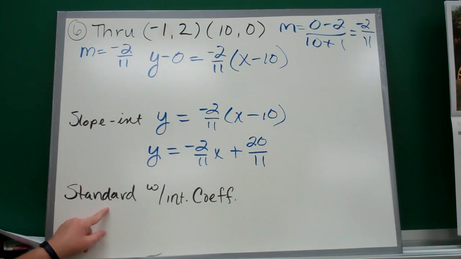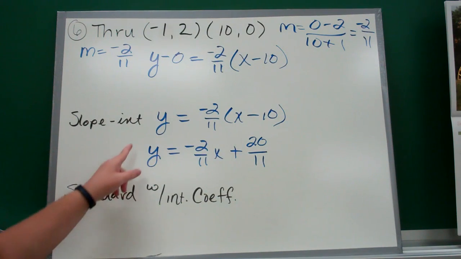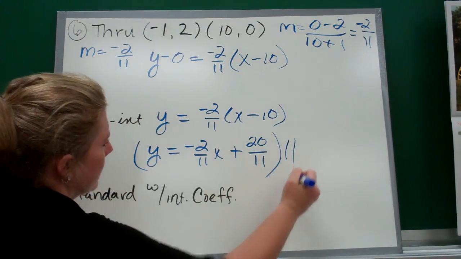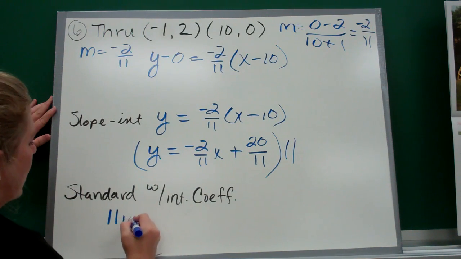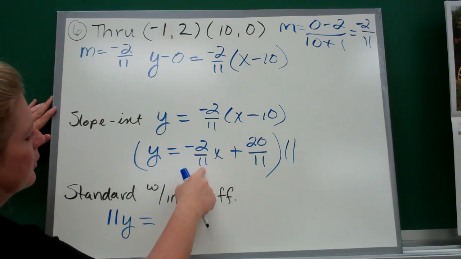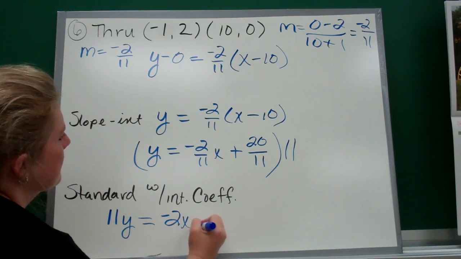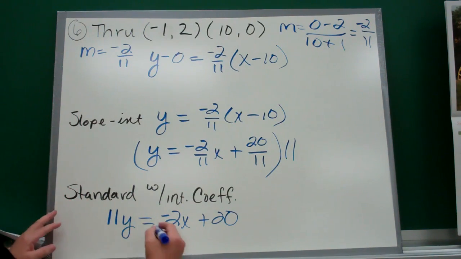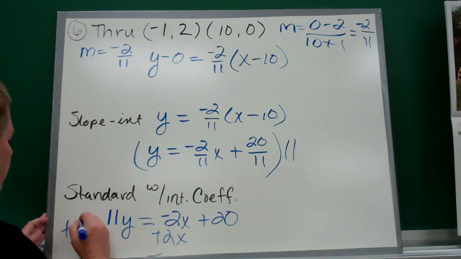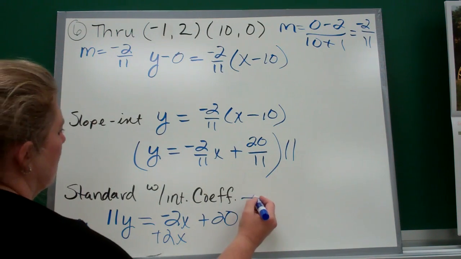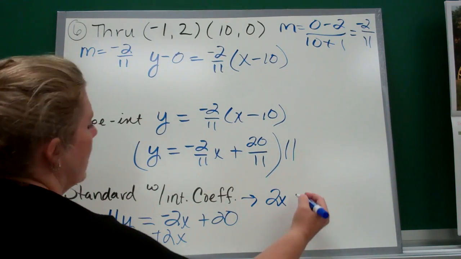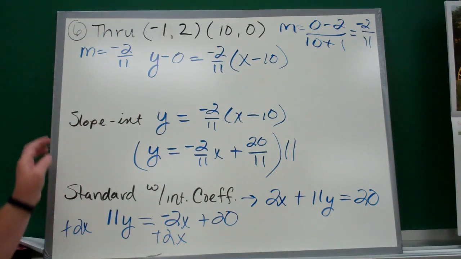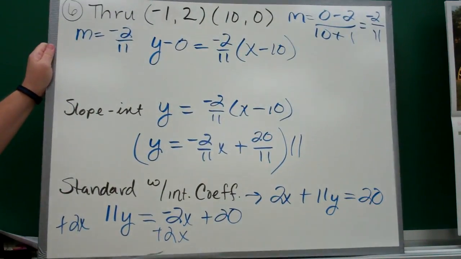Now, standard form with integer coefficients. We'll take this, multiply everything by 11, get rid of that fraction. That's going to give us 11y equals, well, this 11 will cancel with that, so negative 2x. That 11 will cancel with that, plus 20. Add your 2x. And the final answer is 2x plus 11y equals 20. A little terrifying, but not completely.